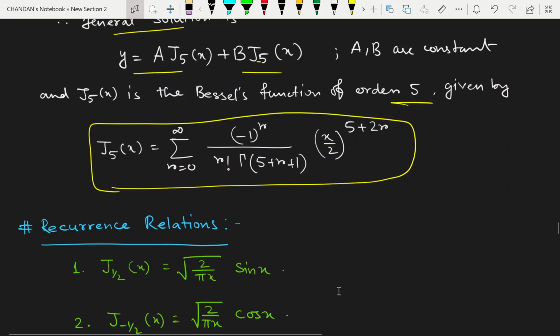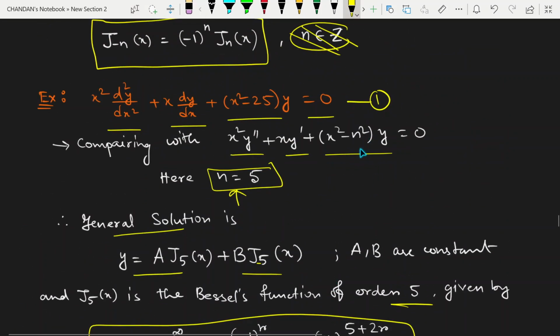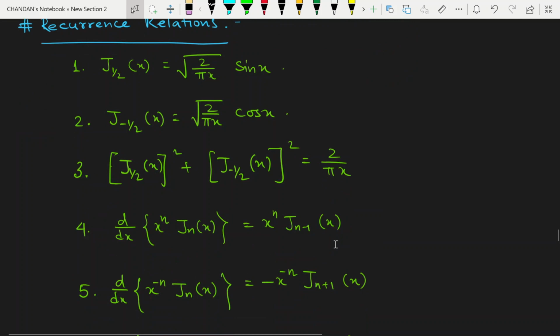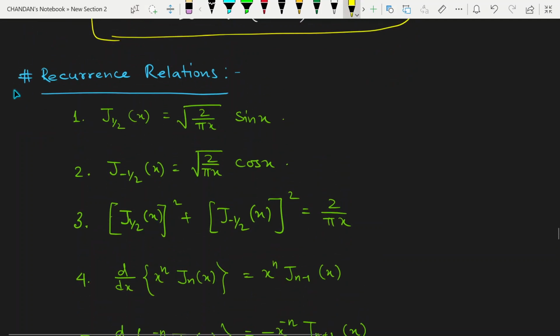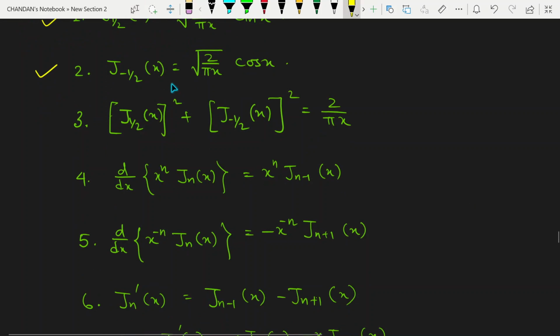Okay, so this is the solution of the differential equation, and in case n is not necessarily an integer, so this is, I think, wrong. Okay, so look, the most important recurrence relations in case of Bessel functions. I just write the recurrence relations here. Number 1: J_{1/2}(x) is equal to root over 2/(πx) into sin x. Next, J_{-1/2}(x) is equal to root over 2/(πx) into cos x.